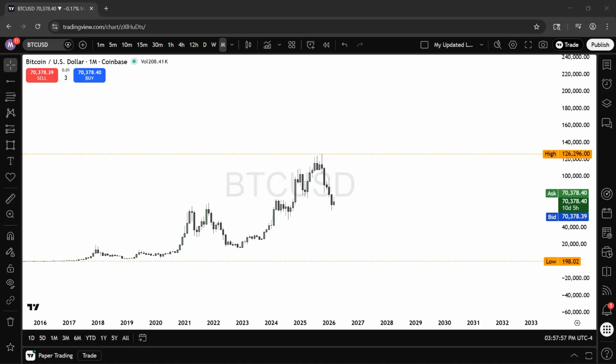So looking at BTC USD, this is Bitcoin against the US dollar, and the market's live right now. As you can see, the ask and the bid prices are showcasing on the right side here.